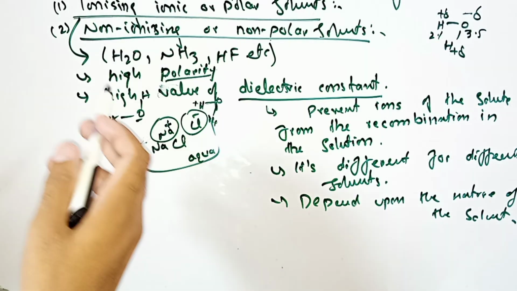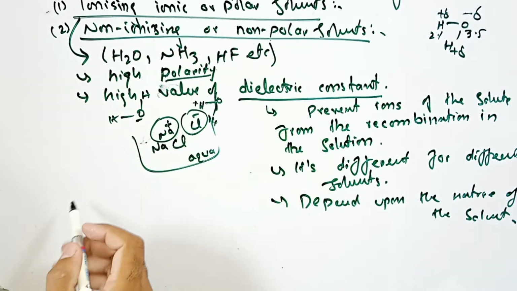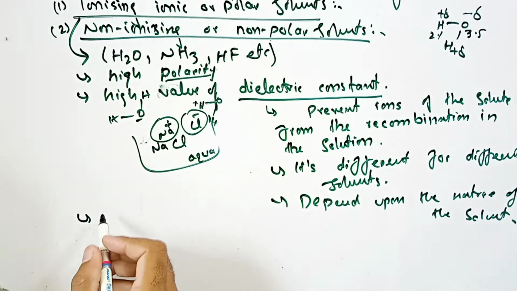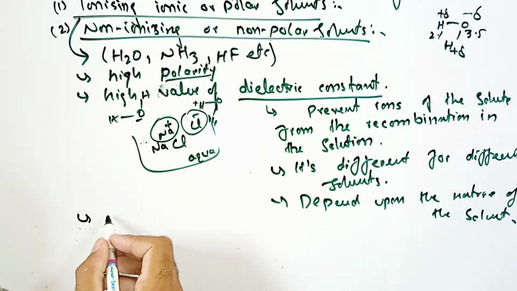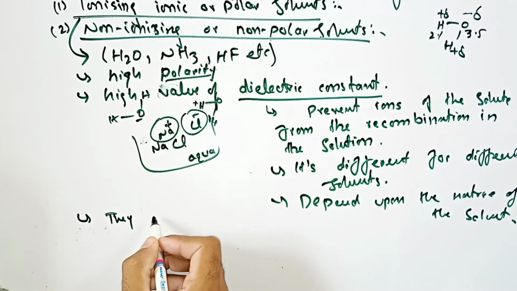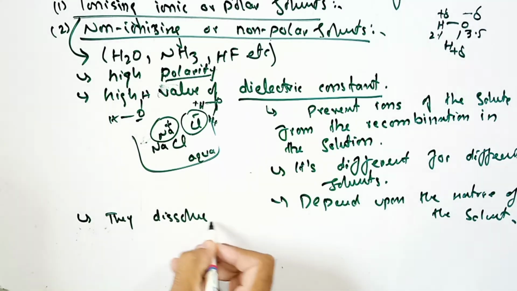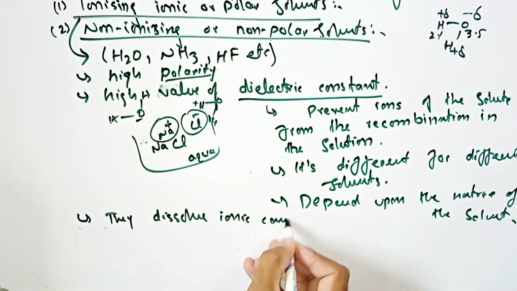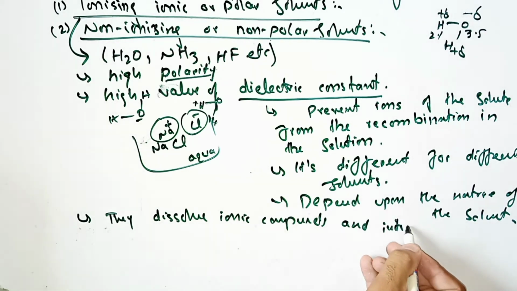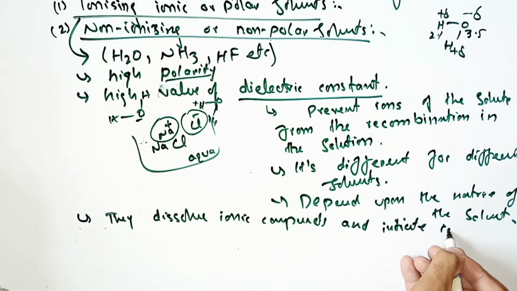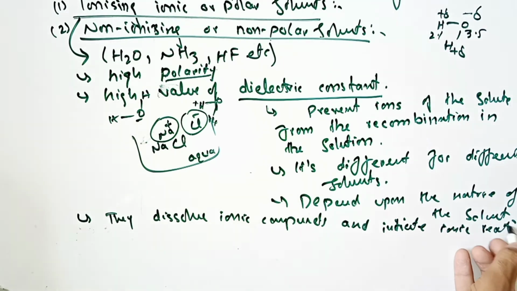Another property of ionizing, ionic or polar solvents is that they dissolve ionic compounds and initiate ionic reactions. They have the capacity to initiate only ionic reactions, not covalent reactions. They have the capacity to start the ionic reactions.